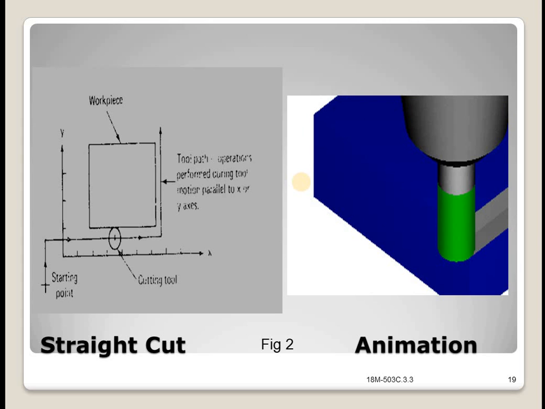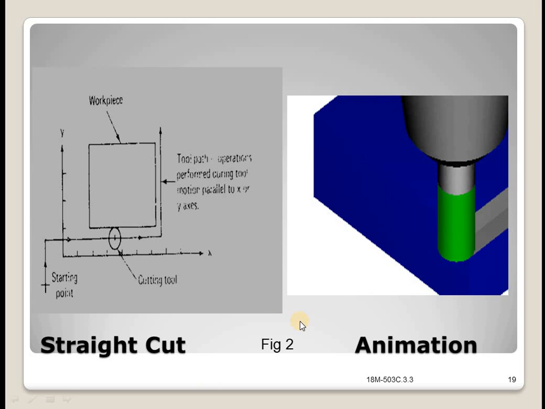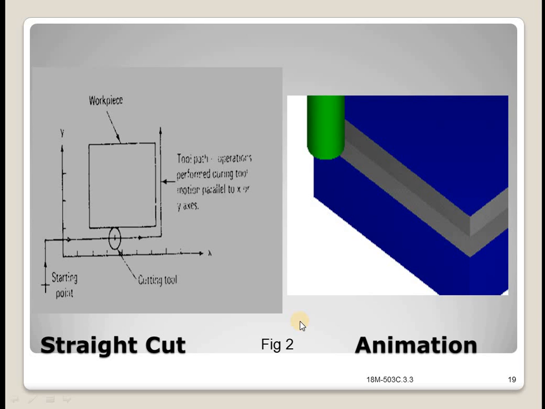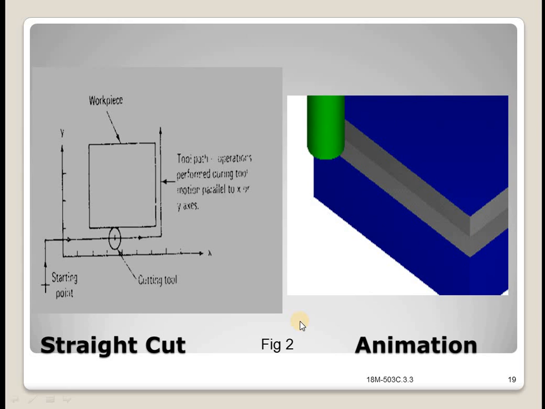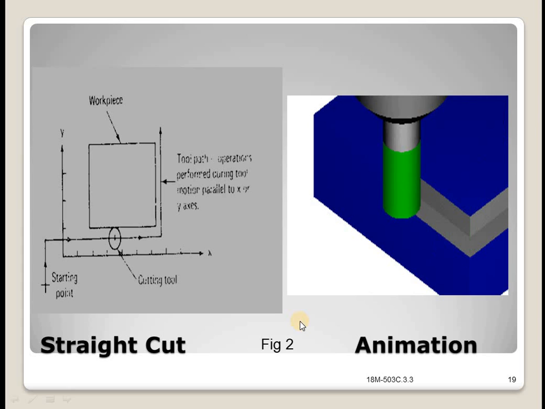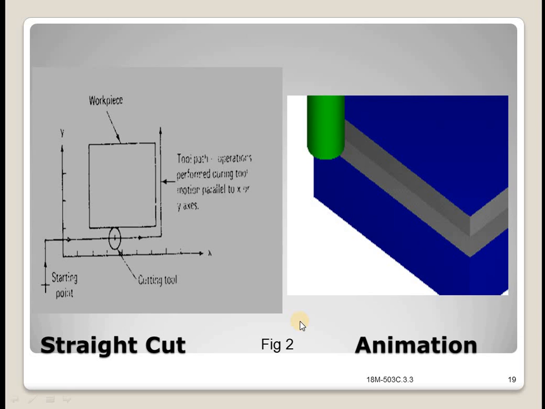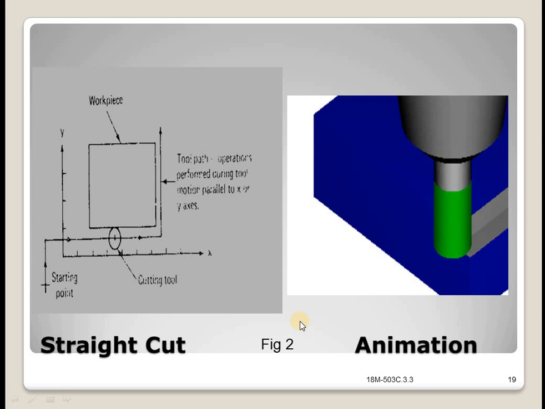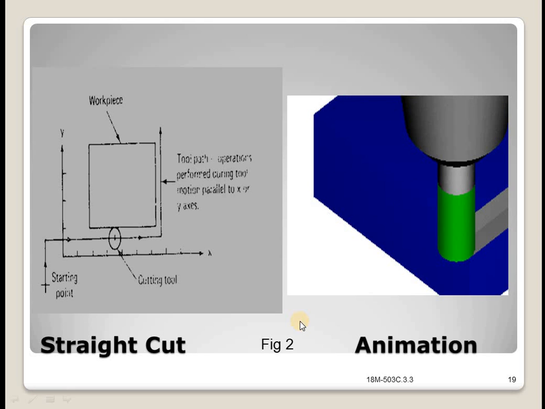An example of the straight cut is shown in this figure, and this is the animation. I'll explain once again about straight cut positioning control. Straight cut control systems are capable of moving the cutting tool parallel to one of the major axes at a controlled rate suitable for machining. It is therefore appropriate for performing milling operations to fabricate workpieces of rectangular configurations. Most of the straight cut systems are fitted with manually adjustable feed control. This feed control is shared by all the programmable axes of the NC machine.